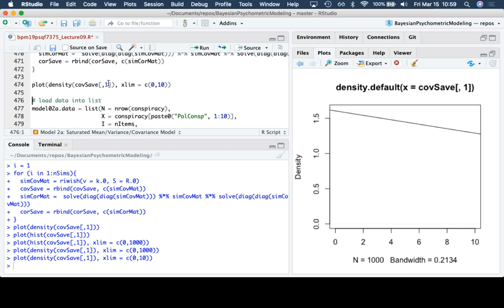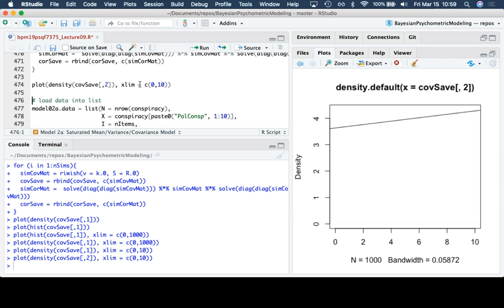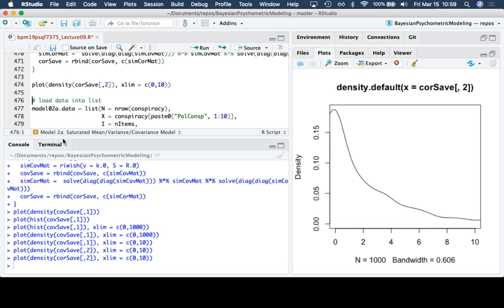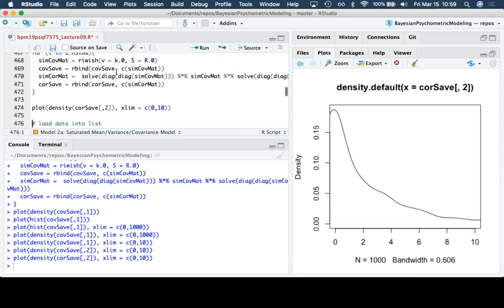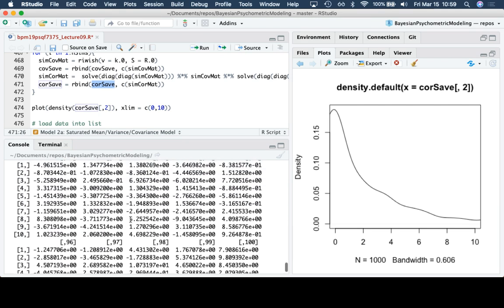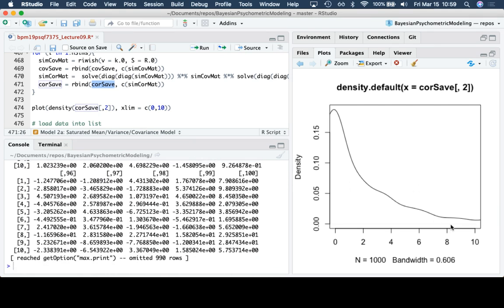And that was for the first variance. Let's take a look at the covariance, which is this one right here. This is the first covariance right there. Or if I looked at the correlation, this is the correlation between items 1 and 2. So here's the correlation. I'm doing something wrong with my core save because these values are, you can't have a correlation that's 10.